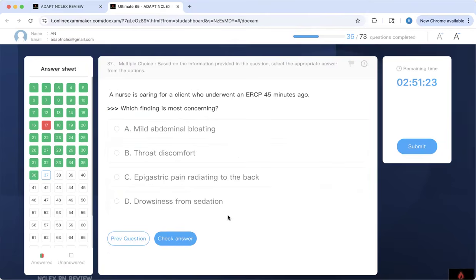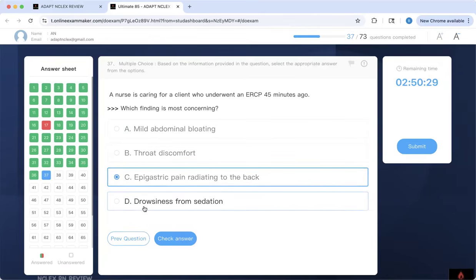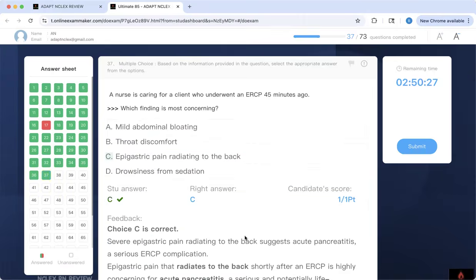And next is caring for a client who underwent an ERCP 45 minutes ago. Which finding is most concerning? Risk reduction, ERCP, endoscopic retrograde cholangiopancreatography. That means I put something in your mouth, I go all the way into your pancreas. What is the most common complication? Perforation. Which of these indicate perforation? Mild abdomen bloating, throat discomfort, epigastric pain radiating towards the back, and what? Drowsiness from the sedation. You know, C is the right answer. All these are not bad. Suspected finding.